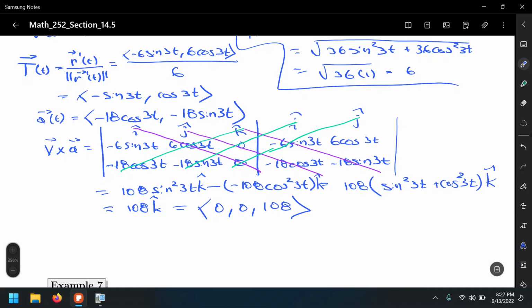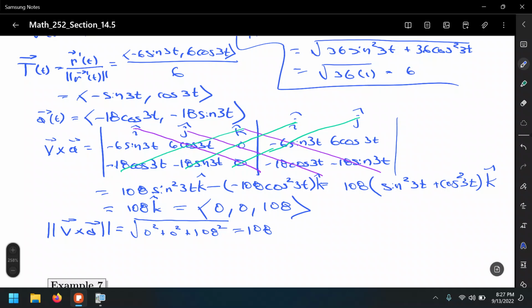Up to this point, so far so good? Well, we also need the magnitude of this vector. So that is the square root of 0 squared plus 0 squared plus 108 squared. But we don't need to square the 108 because that's plus 0, and then the square root of 108 squared is going to be 108. All right.